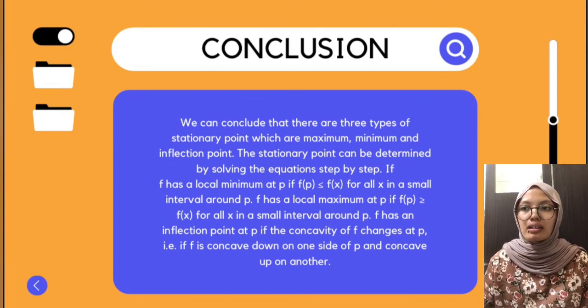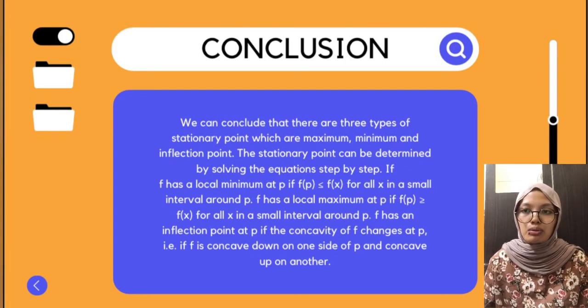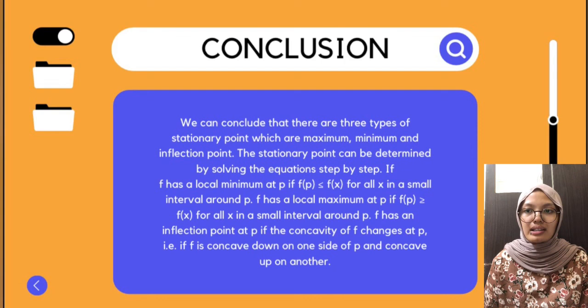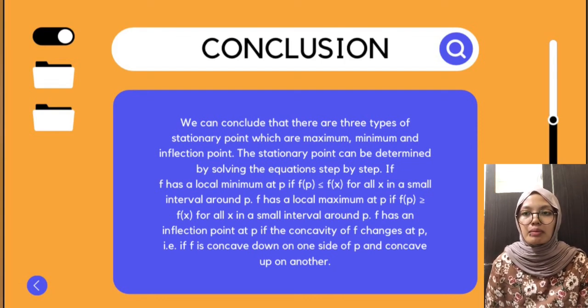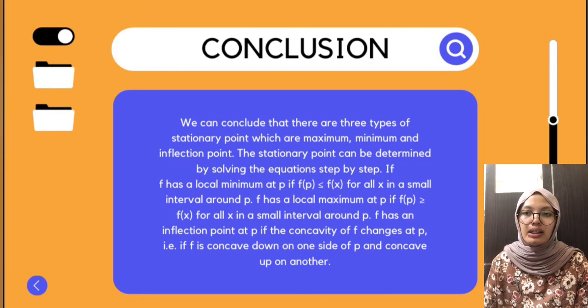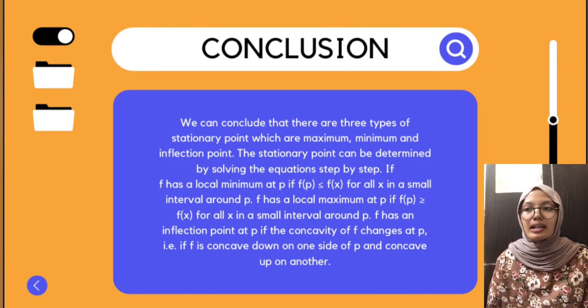f has a local minimum at P if f(P) is less than or equal to f(x) for all x in a small interval around P. f has a local maximum at P if f(P) is more than or equal to f(x) for all x in a small interval around P. And lastly, f has an inflection point at P if the concavity of f changes at P. For example, if f is concave down on one side of P and concave up on the other.